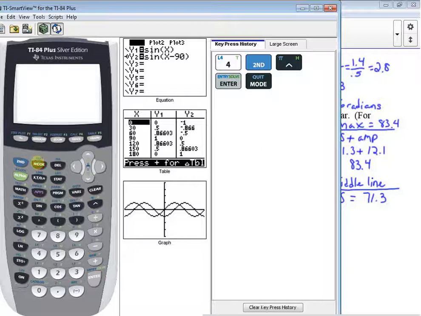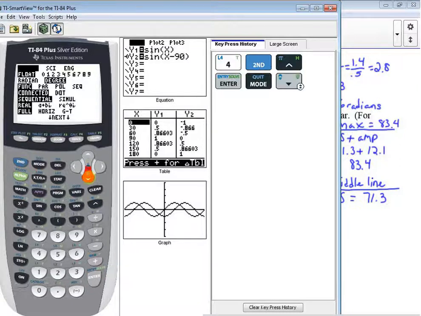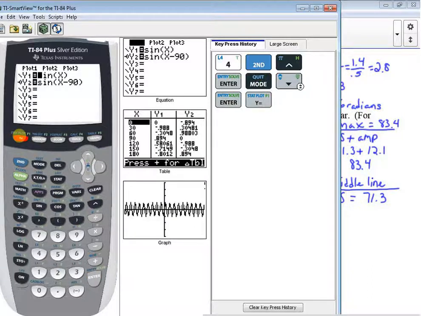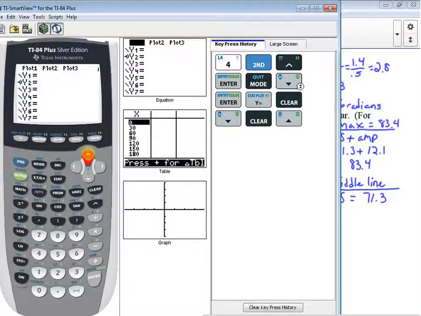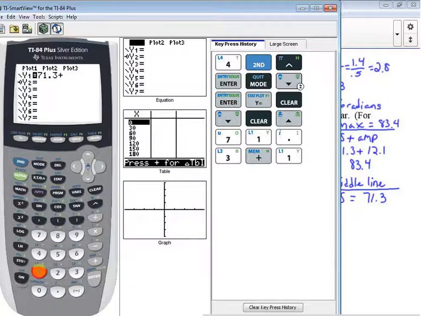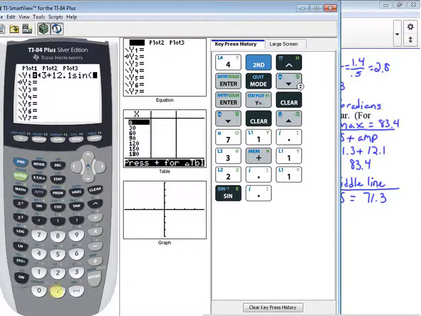So let's convert this to radians. And then let's go to y equals and clear that out. And we're going to type this in: 71.3 plus 12.1 sine 0.5x minus 1.4.